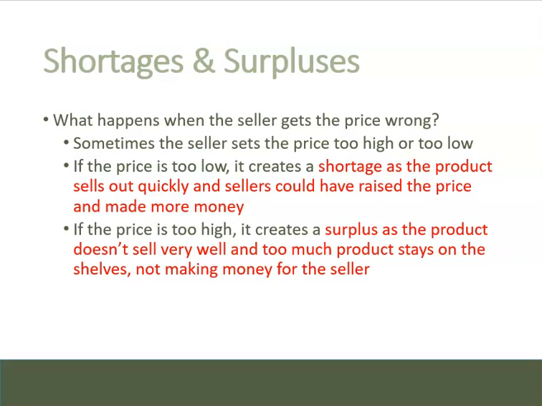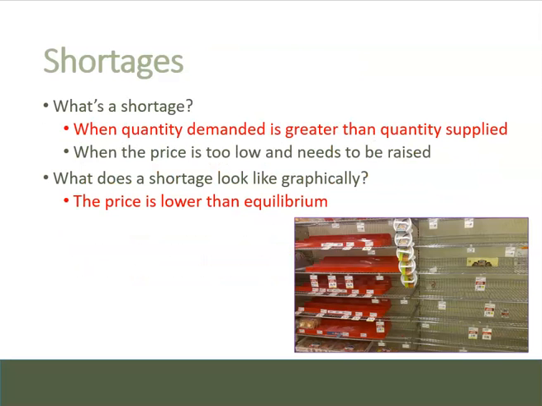Okay. Now, either instance means that the producer could technically lose money, because if they don't raise the price high enough, they could lose money. And if the price is too high, then people are not buying their product. They could also lose money. What is a shortage? When quantity demanded is greater than quantity supplied. When the price is too low and needs to be raised.